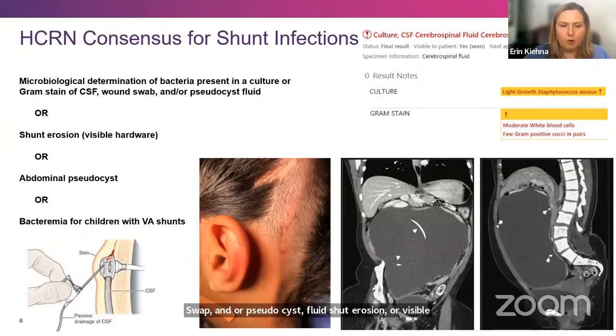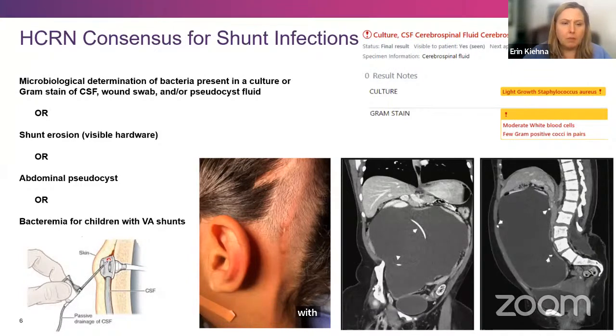You can see this photo on the left. There is the tiniest pinhole that you can see, a yellow antibiotic impregnated catheter just beneath. I couldn't see this until we went to the OR because she had very thick hair. An abdominal pseudocyst doesn't even have to have a positive culture because often these are indolent infections. That should be considered an infection. And bacteremia for kids with VA shunts.